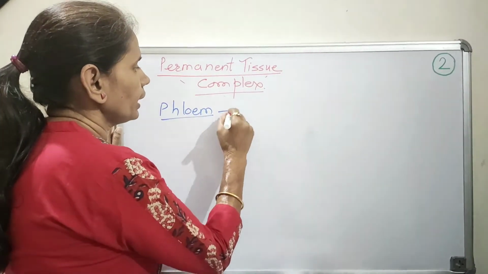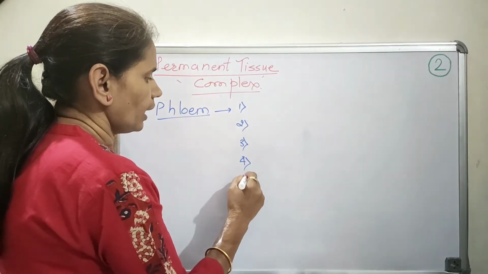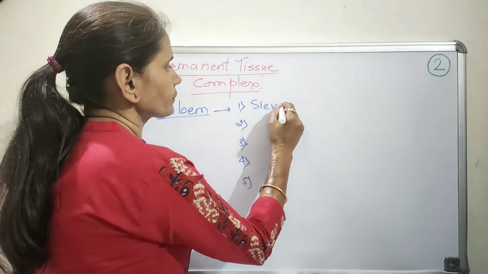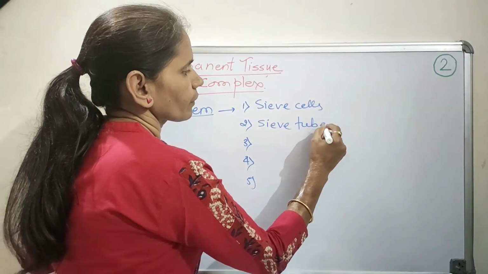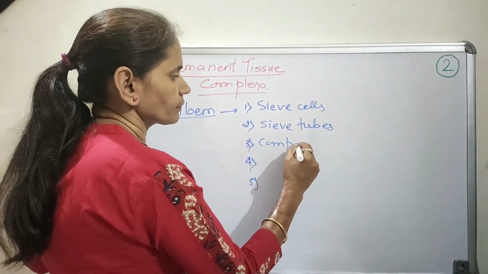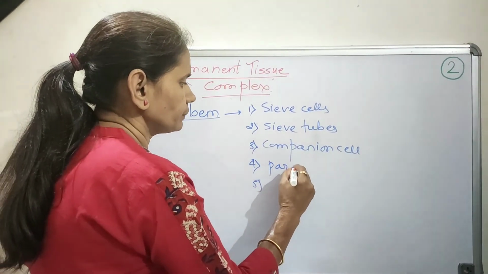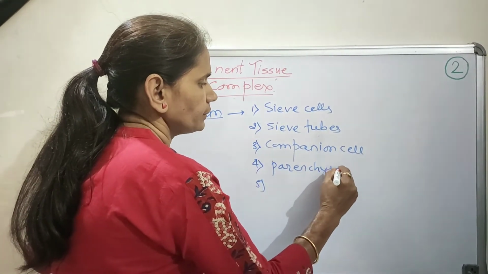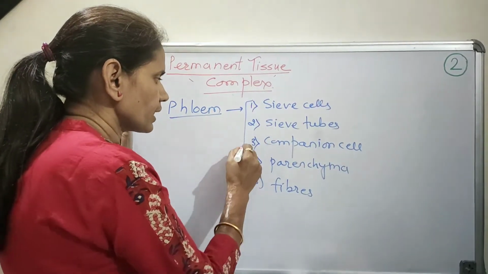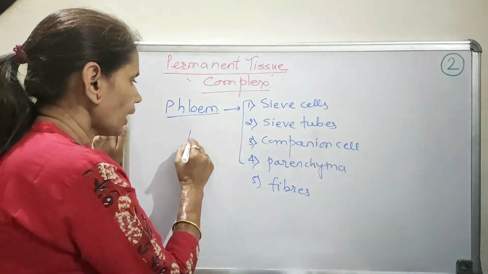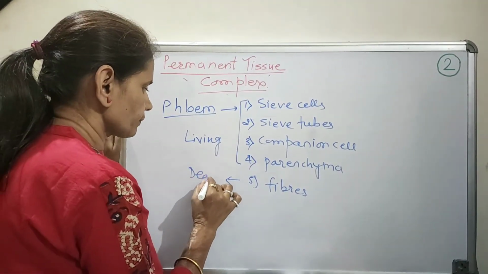Now this phloem is made up of five different types of cells. These are sieve cells, sieve tubes, companion cells, and like xylem, the phloem parenchyma and phloem fibers. Now all these cells except phloem fibers are living cells. So only phloem fibers are dead cells.